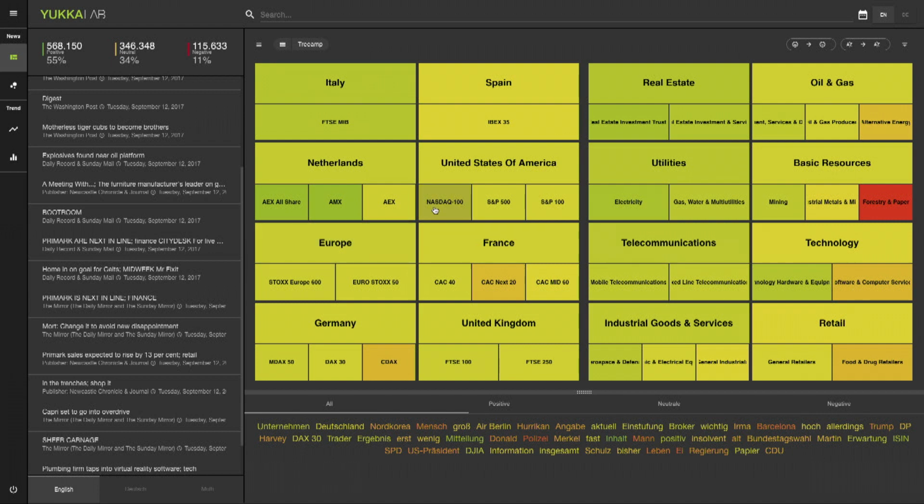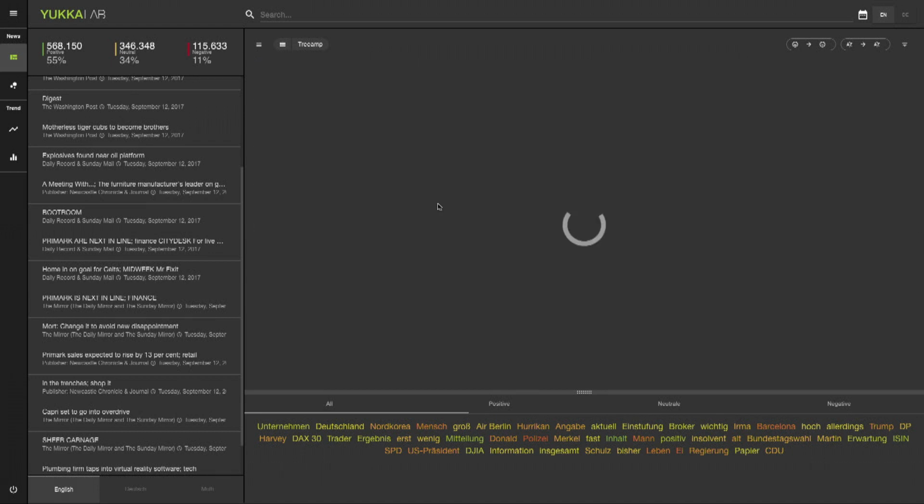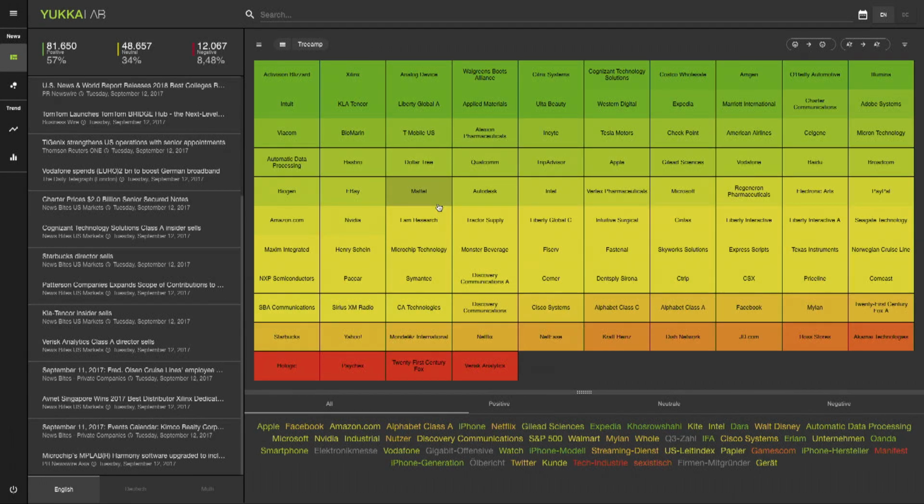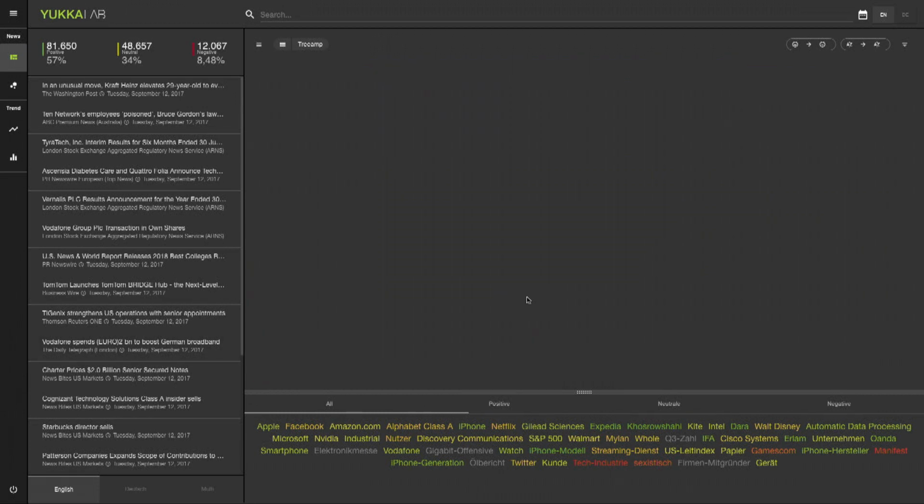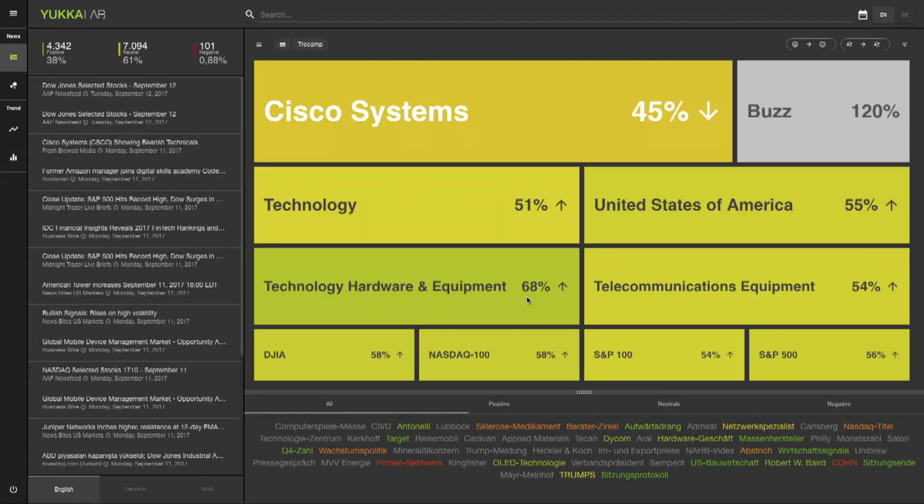So if I now want to focus on a specific index like the NASDAQ 100, I have all the companies at a glance. I can see the green ones got positive media coverage, the red ones got negative ones. At the bottom, I can see the topics again. On the left-hand side, I have the articles. So let's zoom in on a specific company like Cisco Systems.